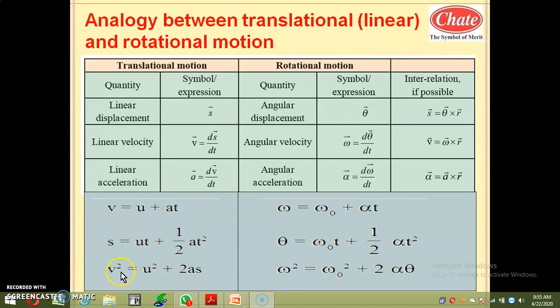The third equation of motion is v square equal to u square plus 2as. This equation is called the velocity-displacement form. The analogous equation in rotational motion or circular motion is omega square equal to omega naught square plus 2 alpha theta. See here, in place of s, theta; in place of a, alpha; in place of u, omega naught; in place of v, omega. So omega square is equal to omega naught square plus 2 alpha theta. So these are the equations of motion in rotational or circular motion, and these are the equations of motion in translational motion.